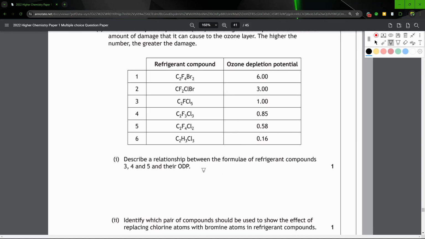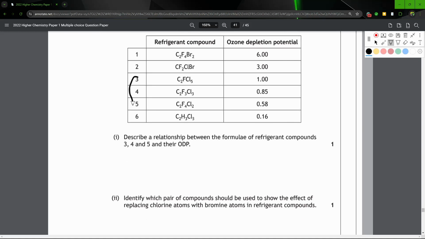See here, we've got on the table, describe a relationship between the formula of refrigerant compounds 3, 4, and 5 and their ODP. So we only want to look at 3, 4, 5 and see if we can find any patterns. For all, we can't mention anything about carbon because they all have the same amount of carbon. You can see that increasing the amount of fluorine actually decreases the ozone depletion potential, and increasing the amount of chlorine increases it.